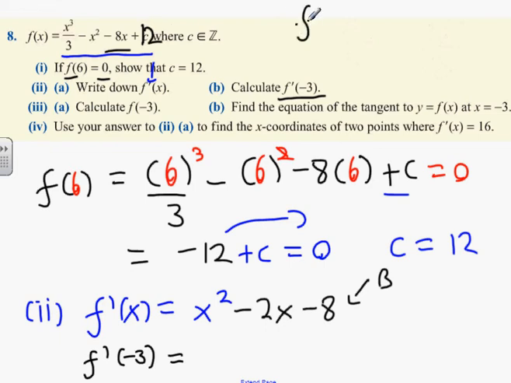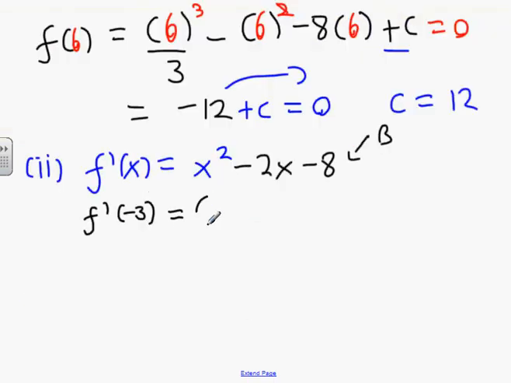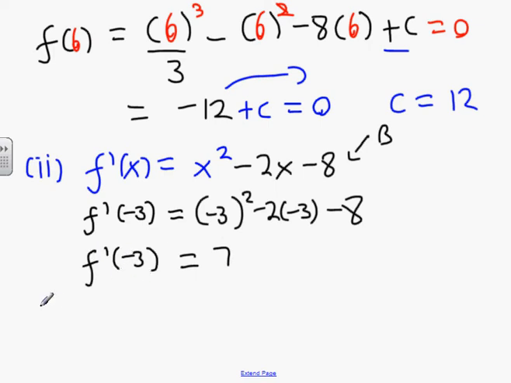If I said f(-3), that means use the f equation that's not differentiated to put in your minus 3. If I use f'(-3), it means use the differentiated equation and substitute in minus 3. We got that for future reference? Okay, so what did we say it was? Minus 3. So minus 3 squared minus 2 times minus 3 minus 8. That's going to be 9 plus 6 is 15. 15 minus 8 gets me 7. That's f'(-3) equals 7.